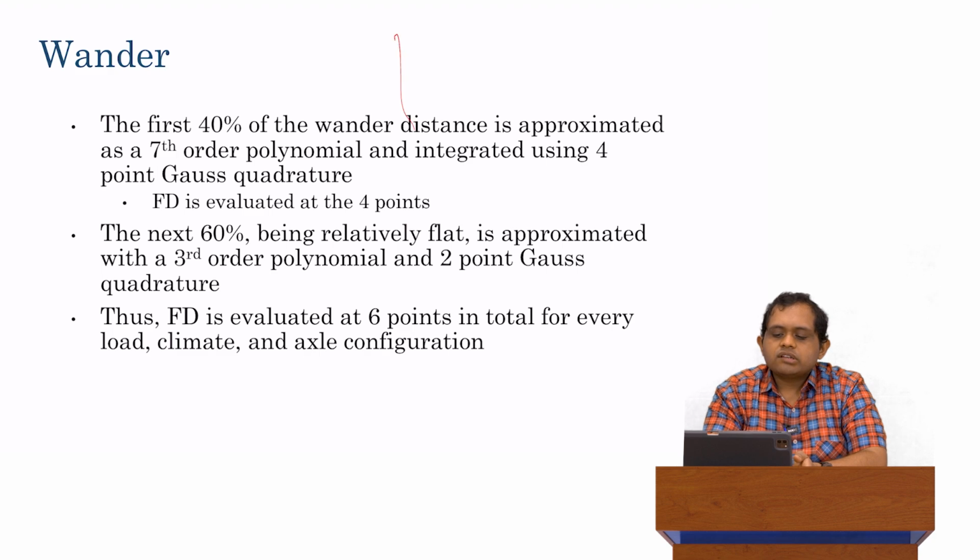So again, we have this curve. The curve is basically for lateral position, or maybe you can call it wander. This is wander, and this is the fatigue damage. The idea is as follows. For the first 40% of the wander distance, it is approximated using a 7th order polynomial.